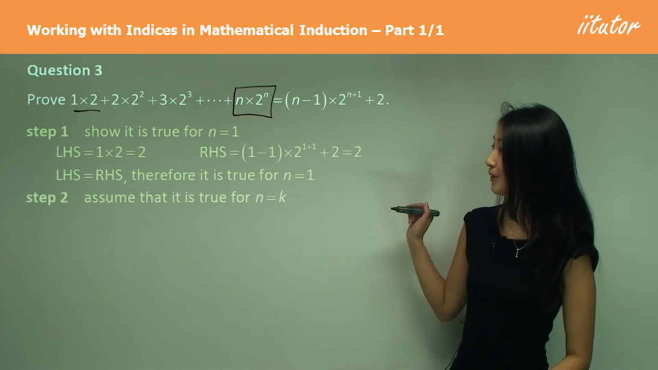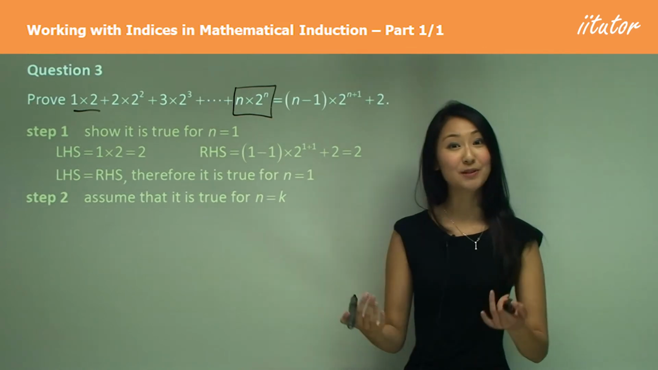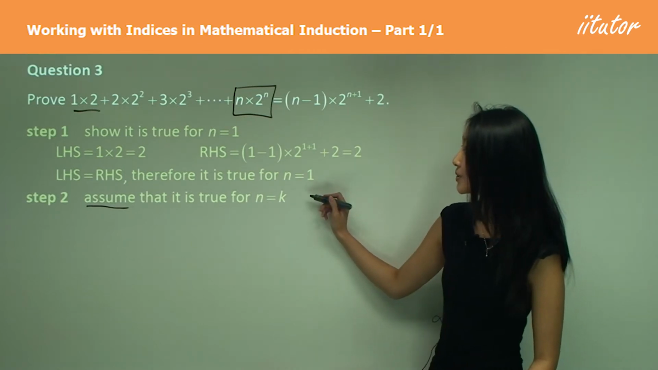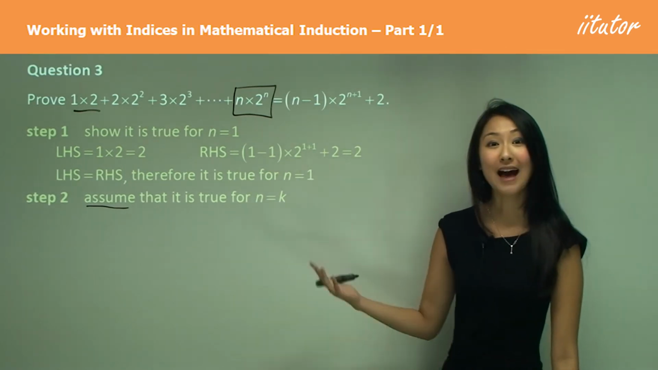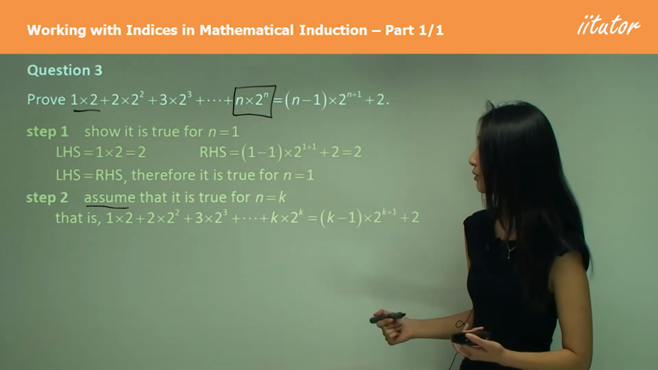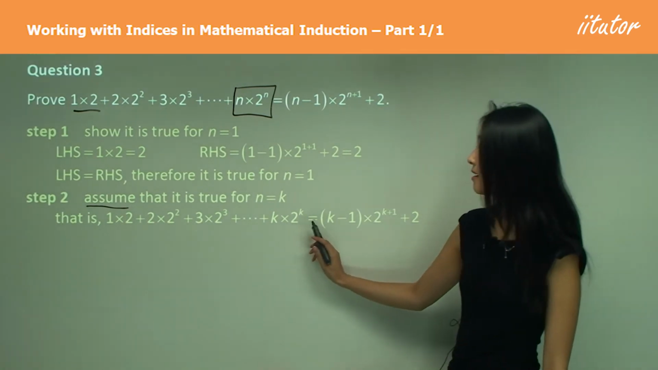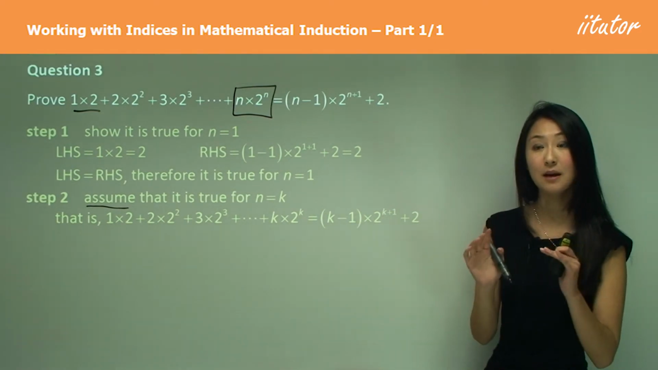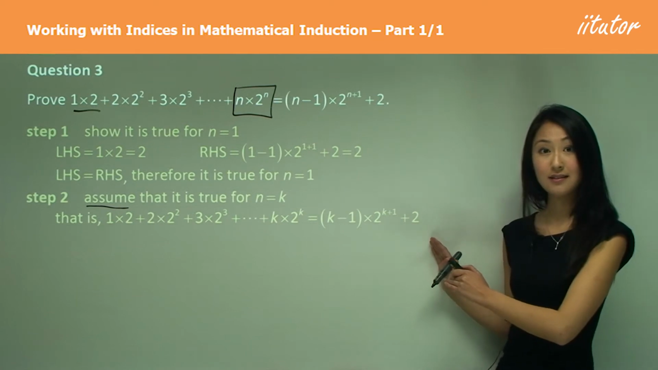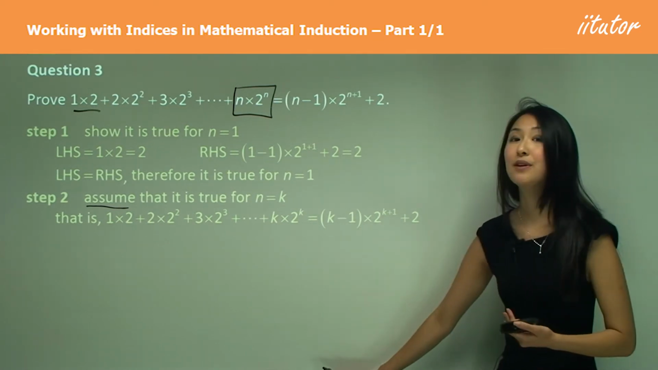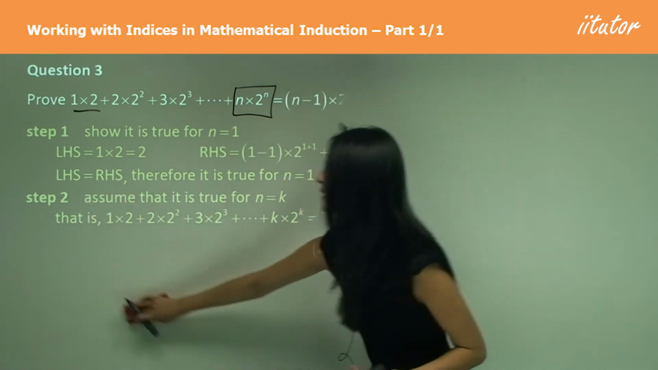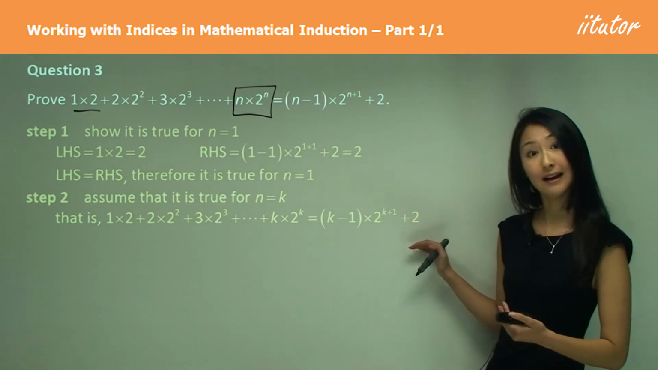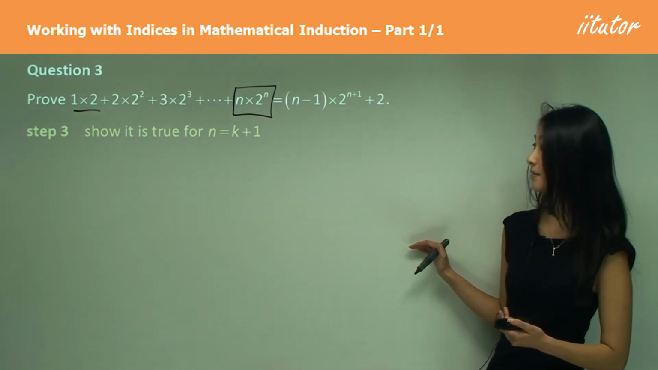Now up to step 2, where we want to make the assumption. So remember how I said we must write the word assume? That it's true for n equals k. So we want to prove that it's true for whenever n equals k, that the left-hand side equals the right-hand side. So we're making the assumption that this does equal this. And why we do that is so we can use it in step 3. So once we've written this all out, I want you to write this out completely like this, before we move on to step 3.